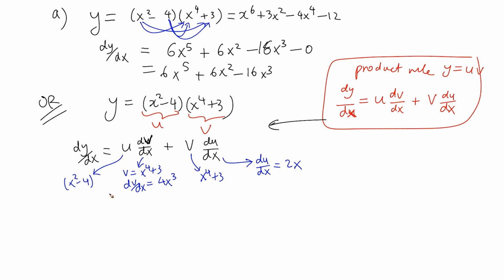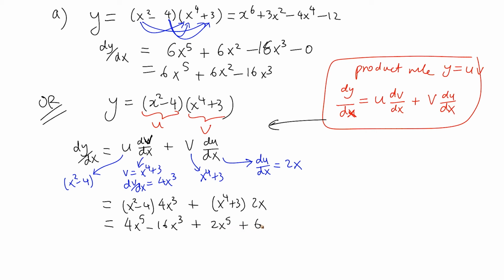So if you put that all together, that will be x squared minus 4 multiplied by 4x cubed plus the rest of this. Now, that looks like another answer, but if we simplify this, hopefully we'll get the answer that we did using the previous method. So expanding this quickly, that's 4x to the 5, minus 16x cubed, plus 2x to the 5 plus 6x. I notice you can combine the x to the 5 terms there to give 6x to the 5 minus 6x cubed plus 6x.